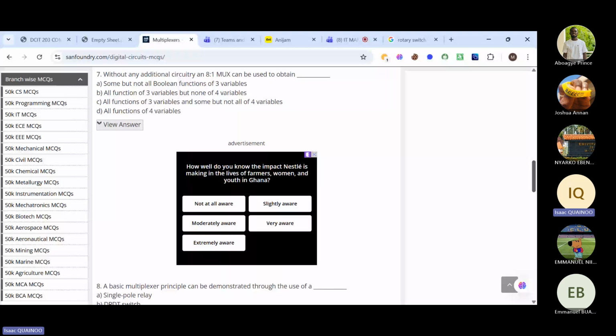We didn't talk about implementation, but that's one of the functions of a multiplexer. It can be used to implement Boolean expressions as well. Decoders can also do the same. So let me illustrate how this works.